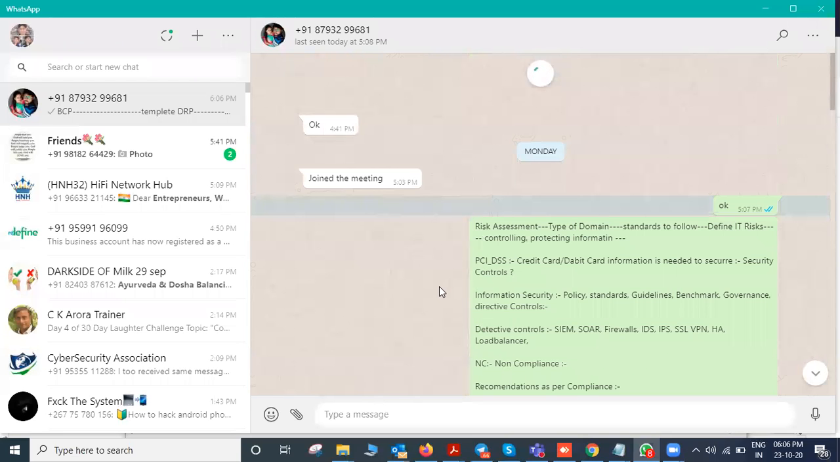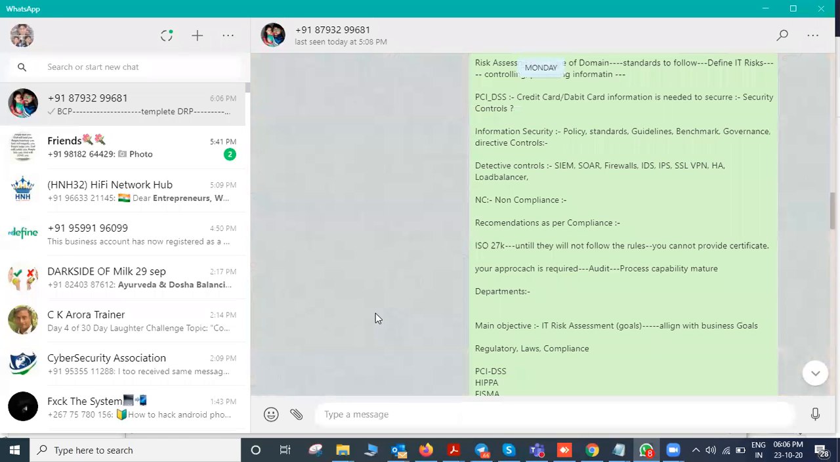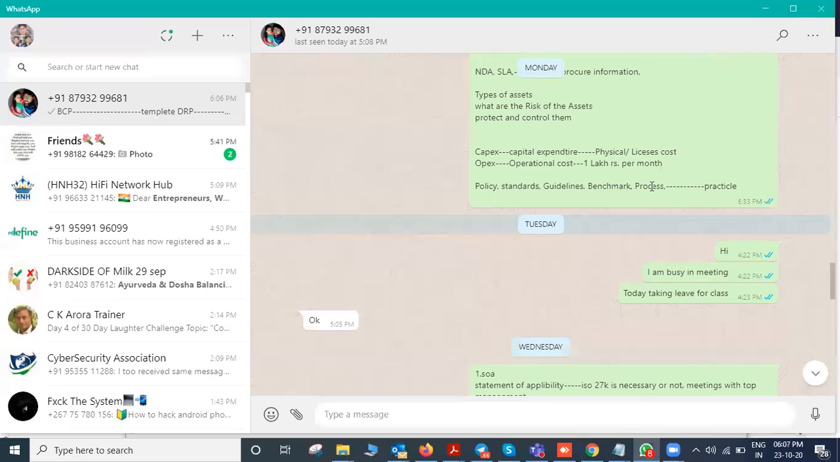Okay. And if you're talking about the practical things, so risk assessment, just try to create some risk assessment. Okay. And you need to get some knowledge about the policy. This is the practical processes, benchmark, guidelines, standards. So try to create the policies, standards, guidelines for your company, how it looks. Okay. So we have done those two domains. So try to create the practical things so that you can understand.